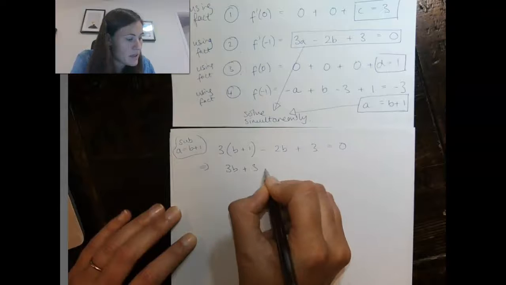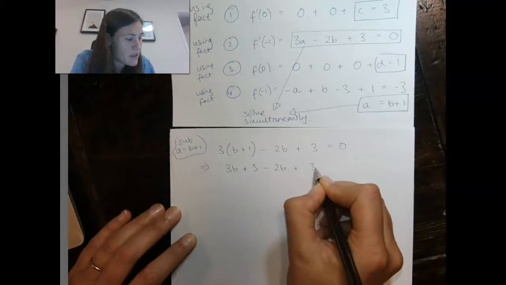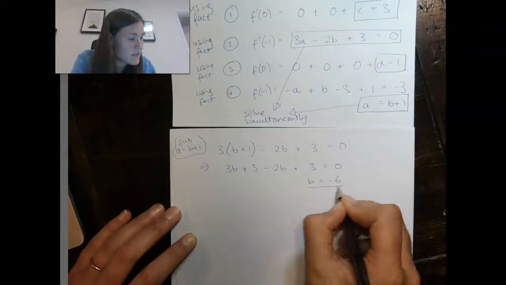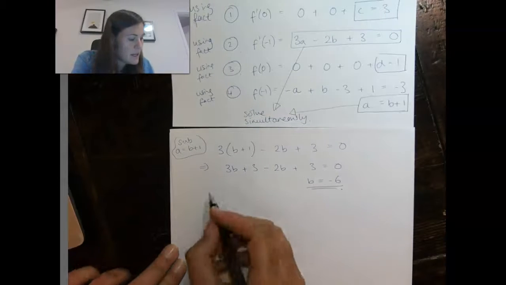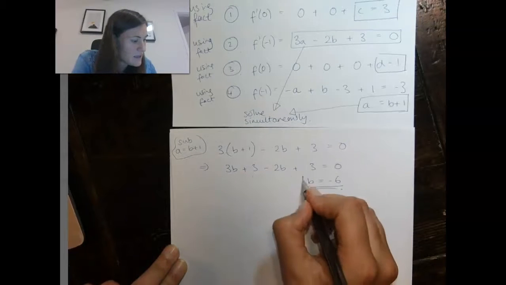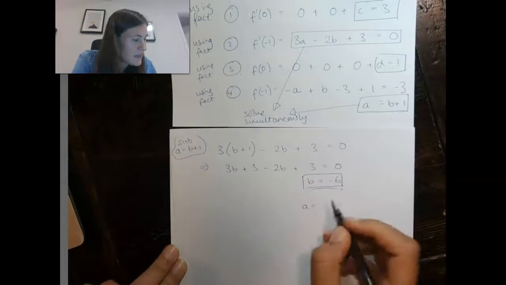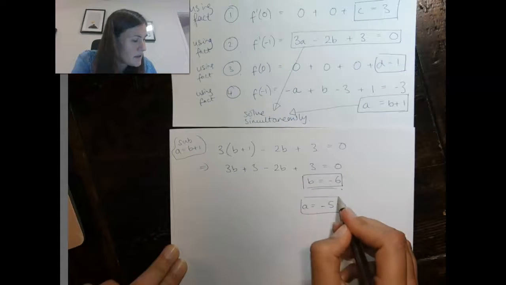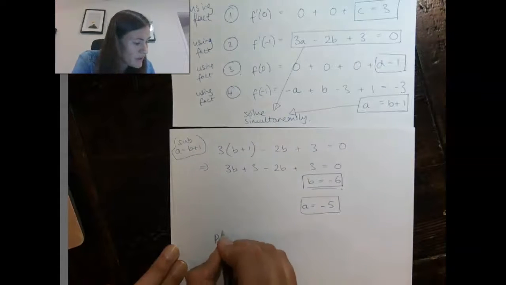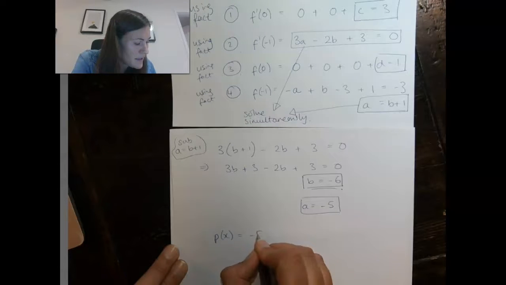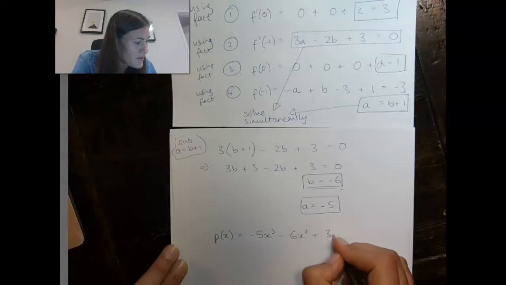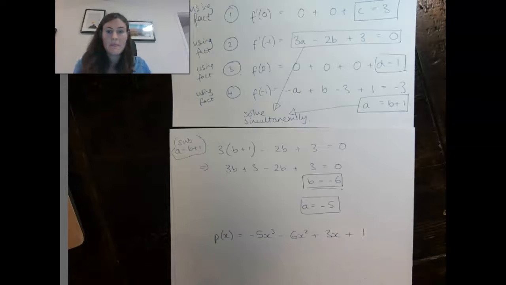3b plus 3 minus 2b plus 3 equals 0. b equals negative 6. Okay, and finally that means that a equals negative 5. All right, so I think I've got my final answer. Negative 5x cubed minus 6x squared plus 3x plus 1.